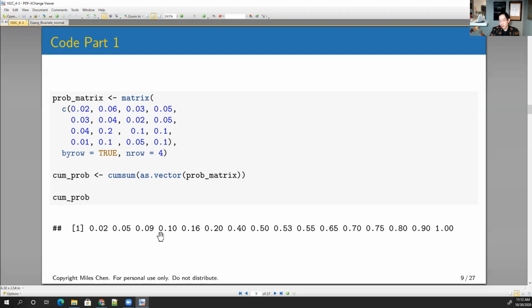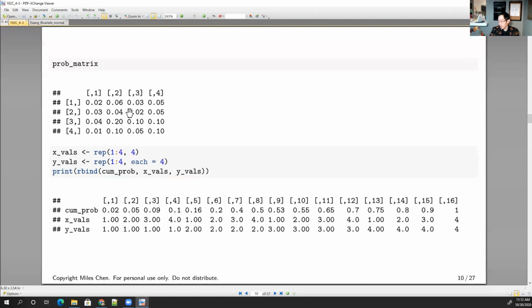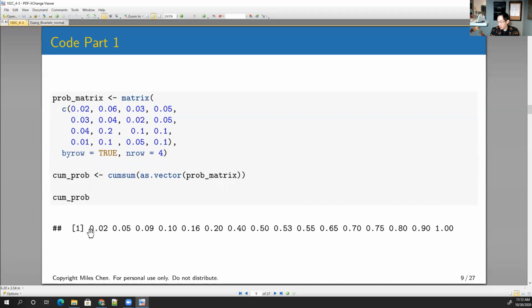Okay, is that all right? So here I've got my probability matrix. I've got my cumulative probabilities. And then what I'm going to do is create a vector of corresponding x values and corresponding y values.